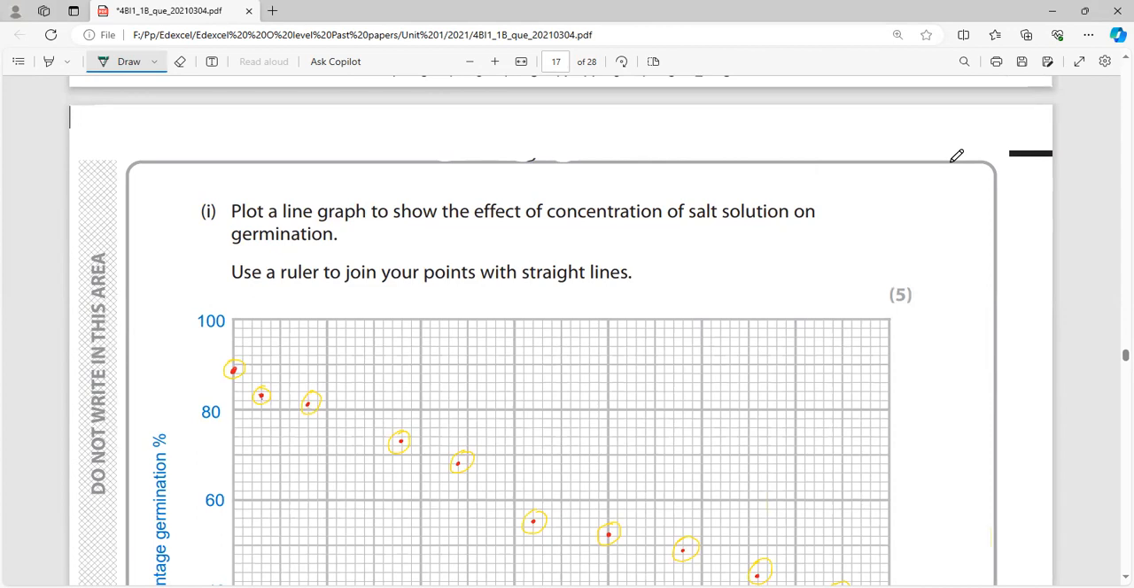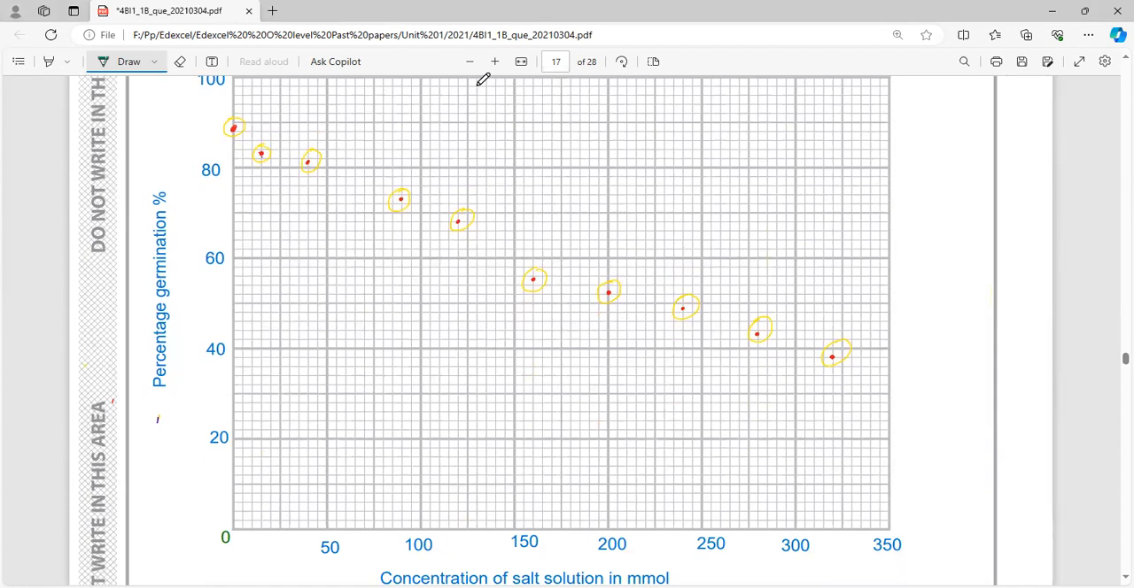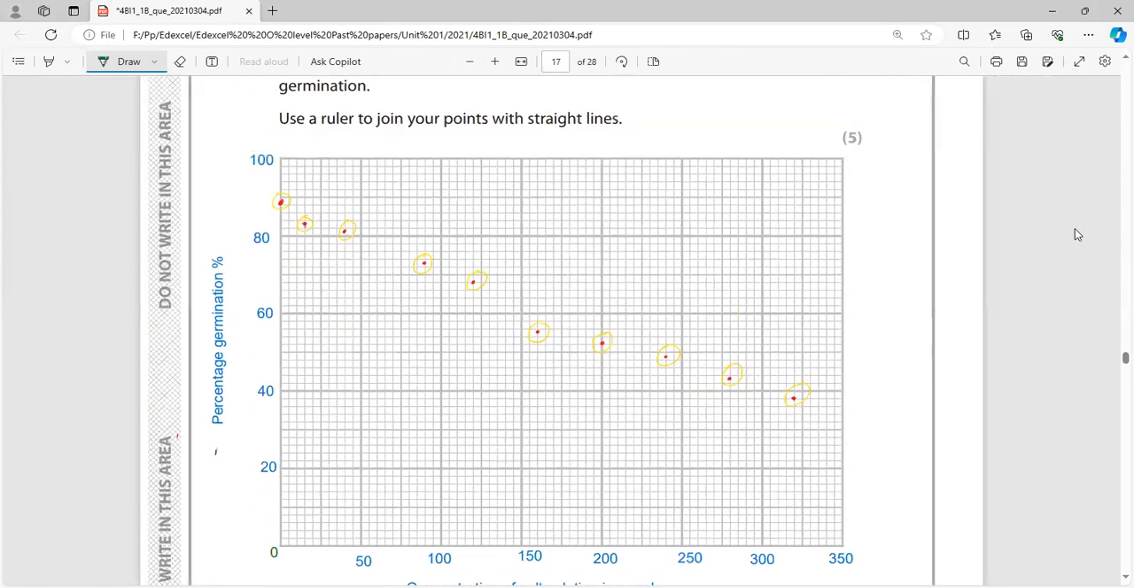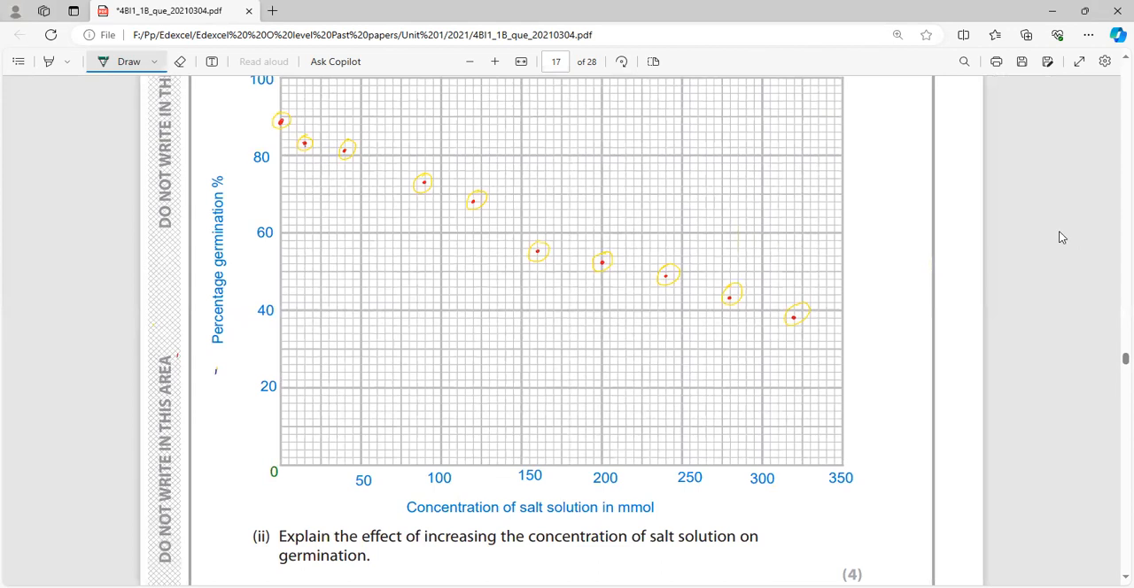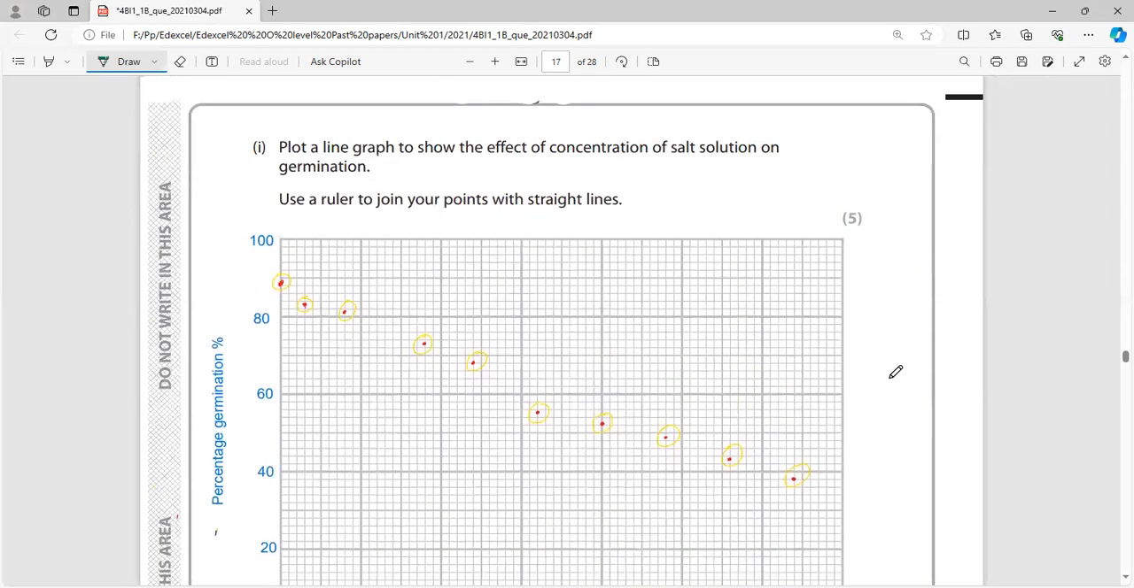Now the question is: plot a line graph to show the effect of concentration of salt on seed germination. As I told you, I already did that to save your time. You can see along the x-axis we put the concentration of salt solution in millimole. Percentage germination goes along the y-axis, because this is the dependent variable. Then you need to select your scale so that more than half of your graph is covered under the plotting area.